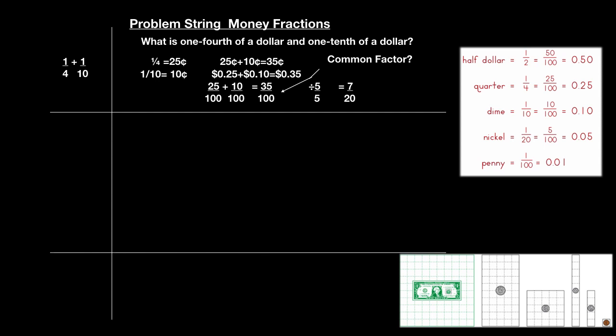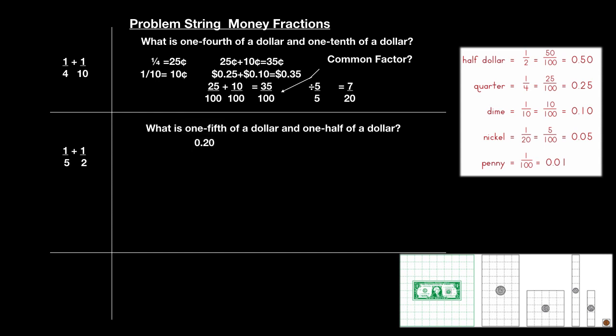Let's move on. Pause if you need to take time to write this down, but we're going to keep going. Let's move on to the next problem in our problem string. 1/5 plus 1/2. And we can see that in word sentence form. What is 1/5 of a dollar and 1/2 of a dollar? Well, we know 1/5 of a dollar is 20 cents, because 2 dimes, and then 1/2 of a dollar is simply a 50-cent piece.